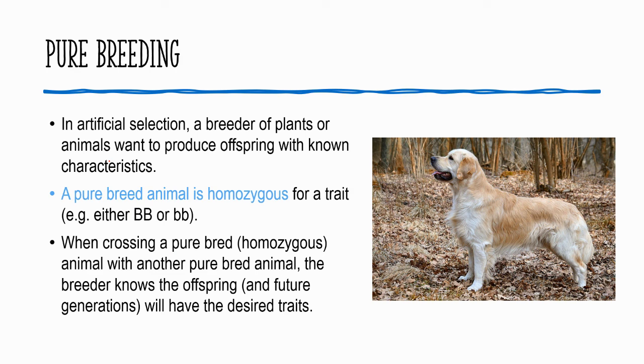The term pure breeding refers to artificial selection, so when humans are breeding, like a farmer or a dog breeder, breeding plants or animals, they want to produce offspring with known characteristics. So they want homozygous organisms, living things, animals or plants, either two big B's or two little b's, so that when breeding a purebred animal with another purebred animal, they know which traits they're going to get.